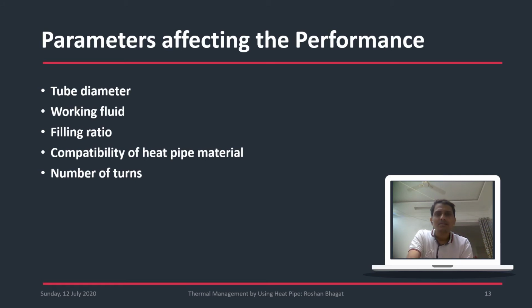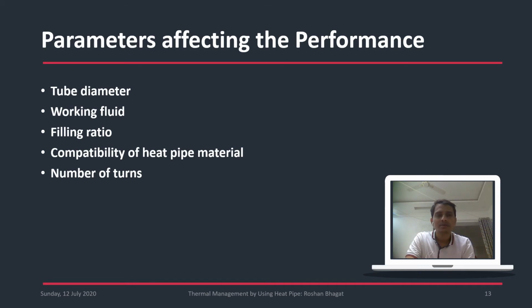Now the parameters which are affecting the performance of a closed loop pulsating heat pipe. First one is tube diameter. The diameter of the tube is selected approximately as 2 to 3 mm because the capillary action should take place in the closed loop pulsating heat pipe. So diameter is one of the important parameters because the liquid and vapor slugs will flow through it. So the tube diameter is one of the critical ones. A diameter of 2 mm is already selected for the pulsating heat pipe.